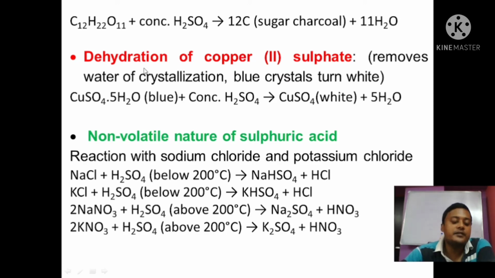Now sodium nitrate when it reacts with sulfuric acid above 200, in that case we will get Na2SO4, complete substitution. That means complete displacement of hydrogen takes place. And if it reacts with KNO3, we will get K2SO4 plus HNO3.